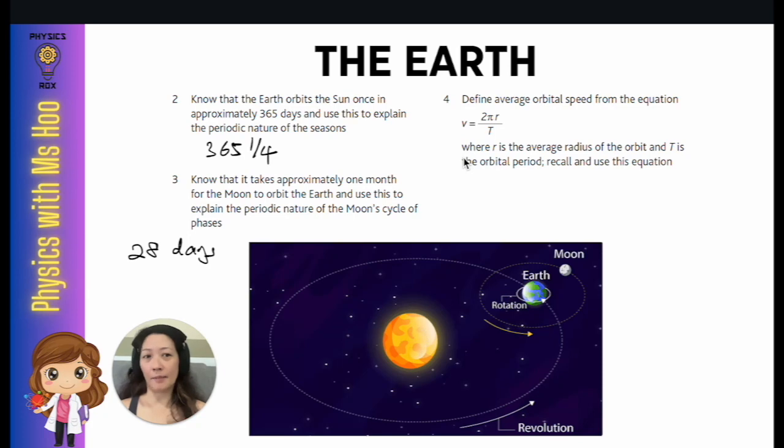T is the time. So in this case, T is the time taken to make one complete orbit, also known as the orbital period. So when you look at the formula, very logical. Orbital speed is equal to the distance traveled, which is the circumference of the orbit, divided by the time taken to make one complete orbit. This equation applies not only to Earth, but to any planet that's orbiting the Sun, as well as the Moon that's orbiting that planet.